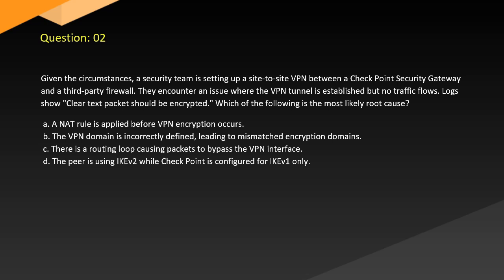A. A NAT rule is applied before VPN encryption occurs. B. The VPN domain is incorrectly defined, leading to mismatched encryption domains. C. There is a routing loop causing packets to bypass the VPN interface. D. The peer is using IKEv1 while Check Point is configured for IKEv2 only.